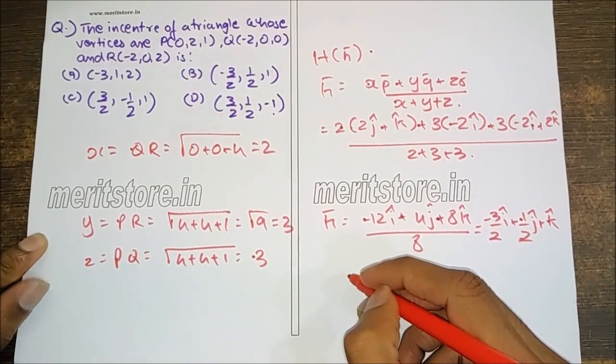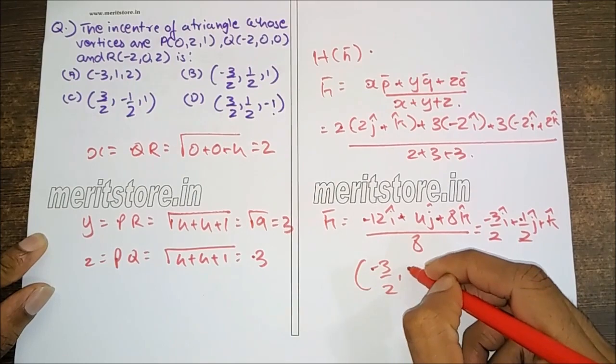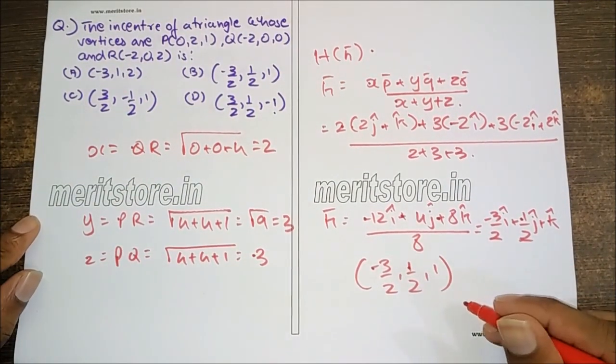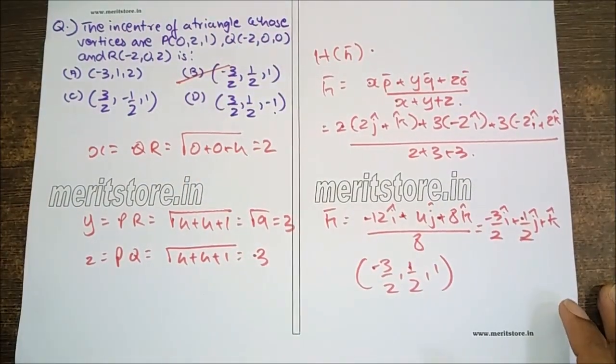Therefore, incenter we get as minus 3 by 2, 1, 1, which we see our answer matches with option B. Therefore, option B is the correct answer.